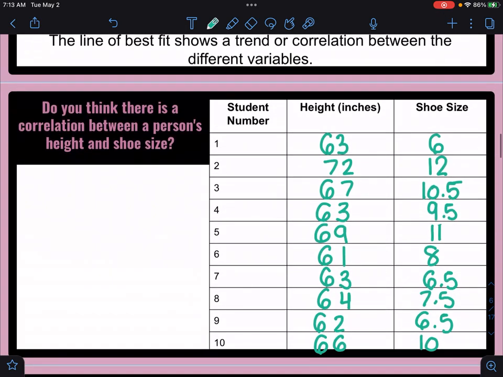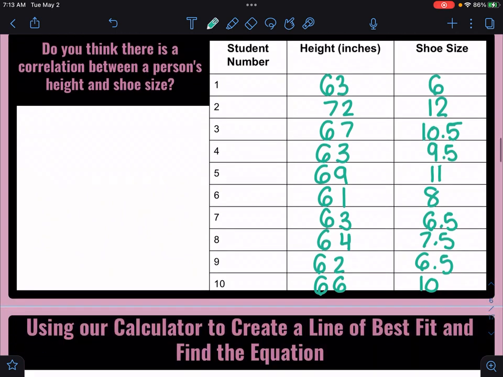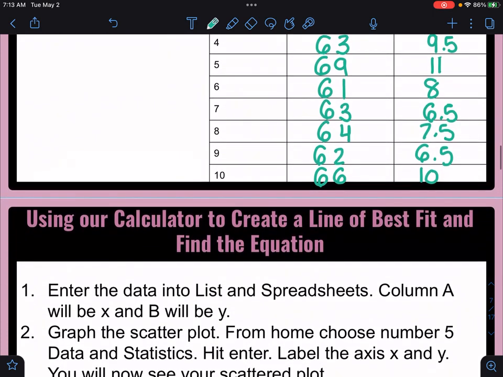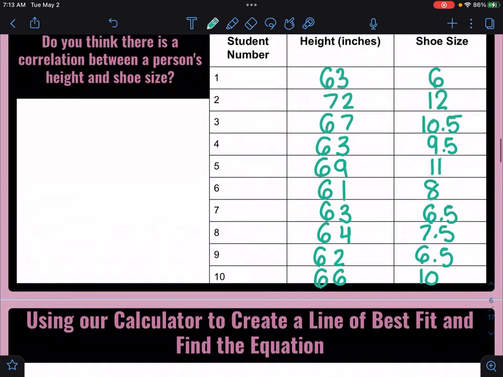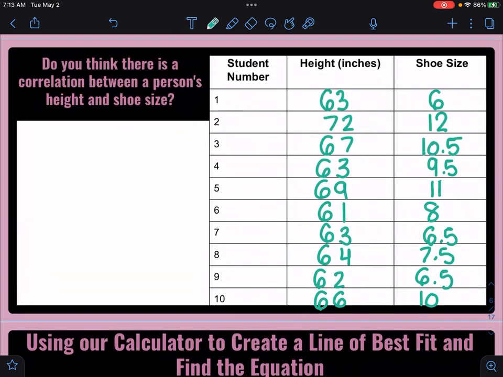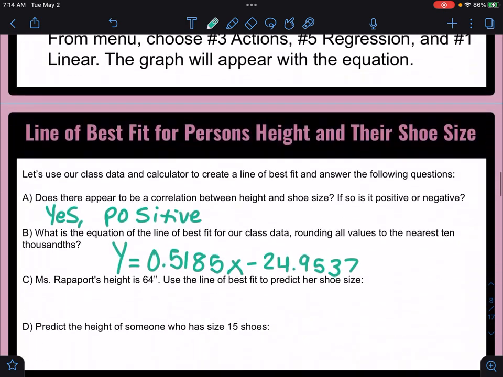Alright, so we just started by going around and asking different students what their height was and what their shoe size was, and this was the data that we obtained. Now, from this data, we are able to use our calculator to create a line of best fit. You guys can't see it here because I'm doing it on my TI-Nspire, but basically I would go to lists and spreadsheets. I would make column A say X and column B say Y, and then I would type in this data, and then I would go to data and statistics, and I would be able to see that when I do that, it makes a line that is going upwards.